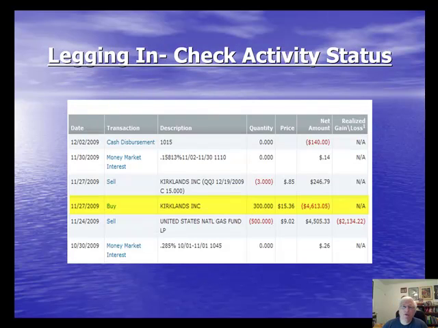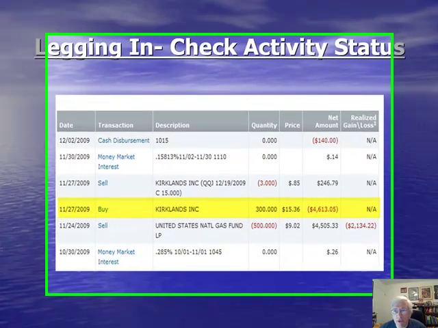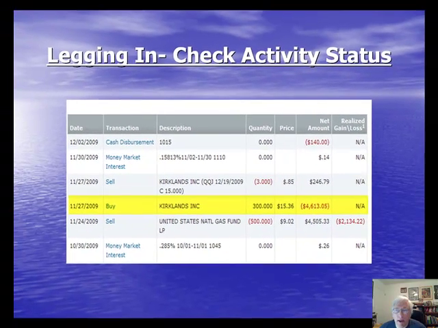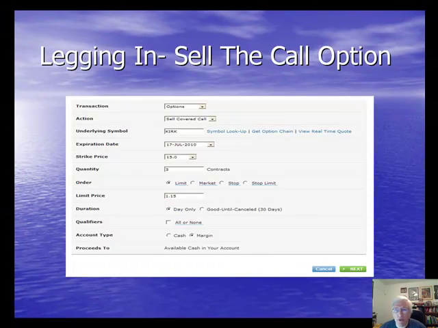Now, once we've entered the order, we check the activity status of that order. And in this slide here, you can see an example of a purchase that was activated and concluded. In this case, 300 shares of Kirkland's Inc. was purchased at $15.36 per share for a debit amount of $4,613.05. At this point in time, we know that we now own the stock and we can move on to sell the option.